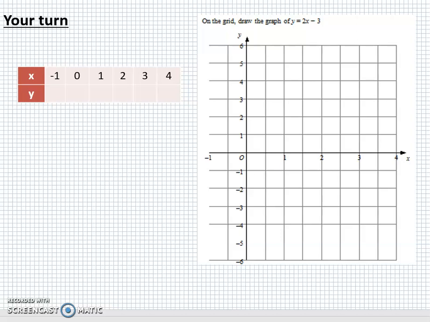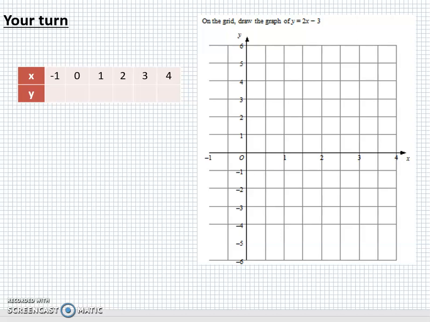So here is my table of values. How I decided to generate this is I looked at my x-axis and I thought, okay, on my x-axis I've got a -1, a 0, a 1, a 2, and a 3, and a 4. So that's how I generated my x values. You don't have to do as many of this. You could have just done 3 or 4 values. You don't have to do this many.